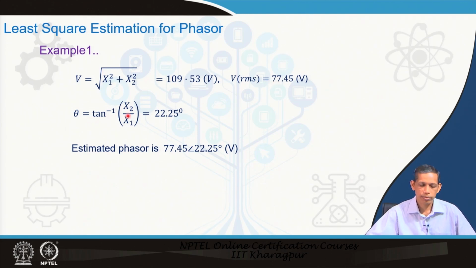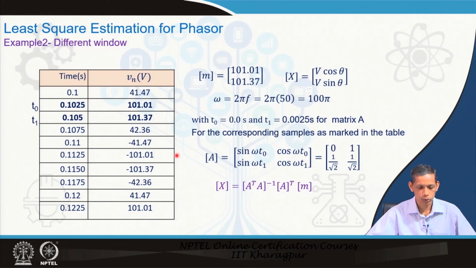So, theta is tan inverse x2 by x1, which becomes 22.25. The estimated phasor is 77.45 with an angle of 22.25 degrees. If you remember, in DFT also we got the same thing, and here also, the peak value divided by root 2, we are getting the correct value. So, that is why we say that the phasor estimated by the least square, even with two samples, is also pretty good.